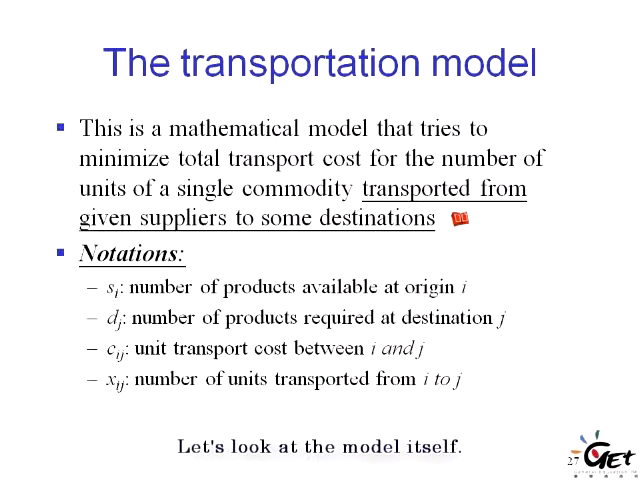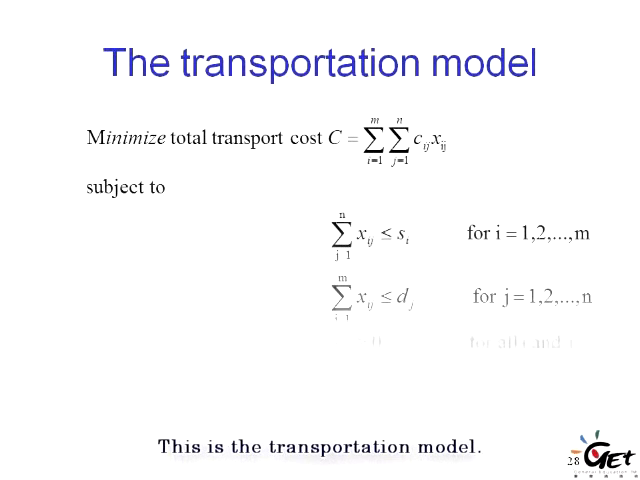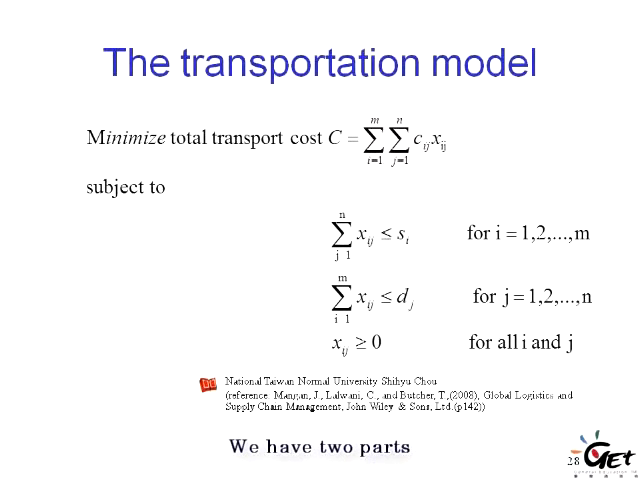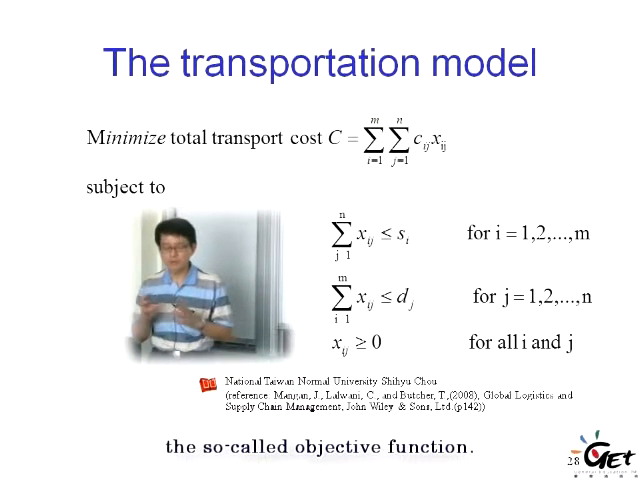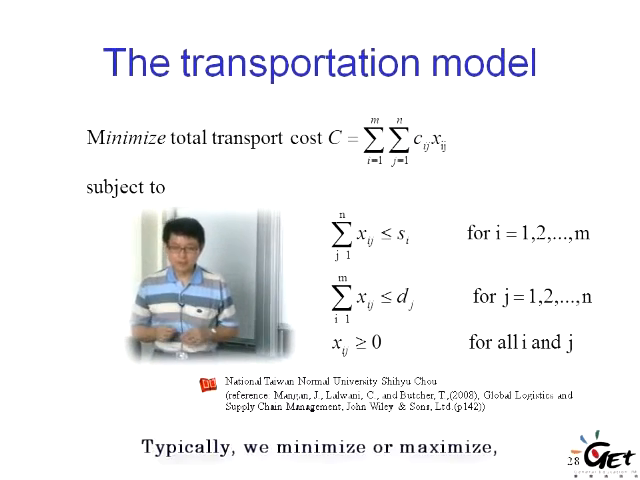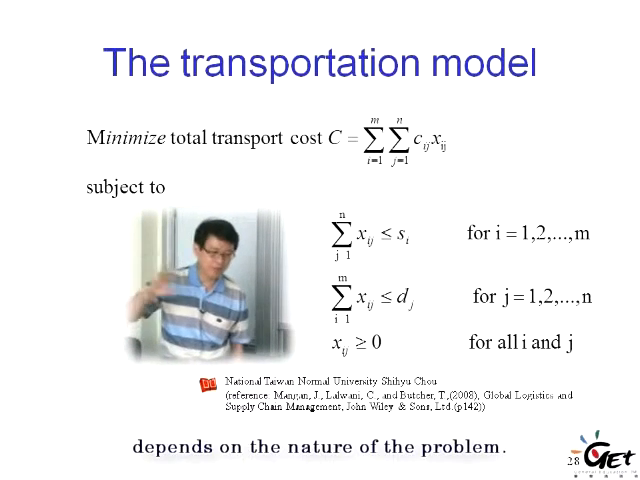Okay. Let's look at the model itself. This is the transportation model. We have two parts for a typical mathematical model, especially this kind of mathematical model. The first part is the so-called objective function. Typically, we minimize or maximize, depending on the nature of the problem.